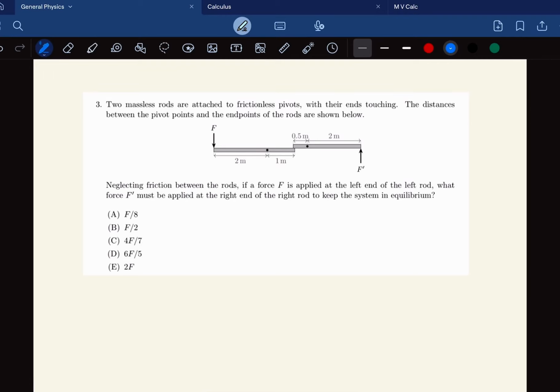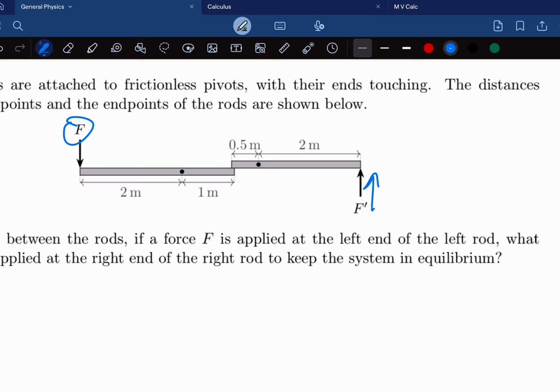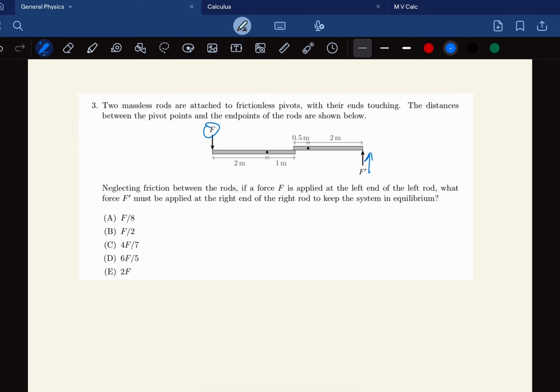In this video, I will be covering an interesting torque problem from the 2018 F equals MA physics competition. In this problem, you have two massless rods which are attached to frictionless pivots. Their ends are touching and the distances are shown in the picture below. In this system, there is no friction and a force F is applied on the left downwards, and it is asking what force F prime must be in terms of F in order to keep this system in equilibrium so that it is not rotating or moving at all.